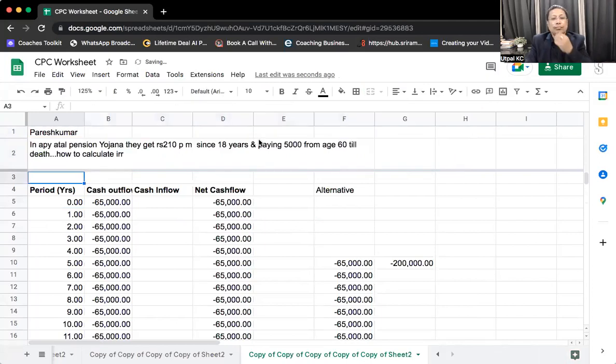Am I right? Yeah, Paresh Kumar, are you with me? Yeah, since 18 years. Okay. So now paying 5,000 from age 60 till death. So till death means you'll have to tell me, when will you die?